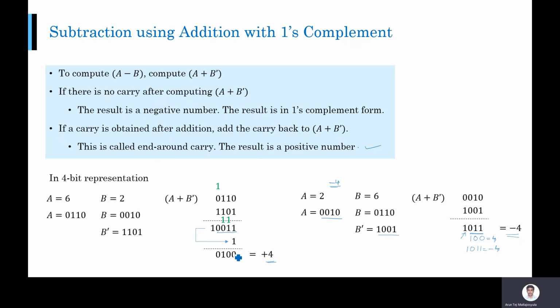1 plus 1 is 2, so 0 and 1 carry. Again, 1 plus 1 is 2, so 0 and 1 carry. 1 plus 0 is 1, 0 is anyway 0. Okay. So this one is anyway taken out, so I need not bother about it again. So this is the result. What is 0, 1, 1, 0? 0, 1, 0, 0, we already know it is plus 4. Okay. So this is the end around carry rule. Okay. This is what you have to remember.